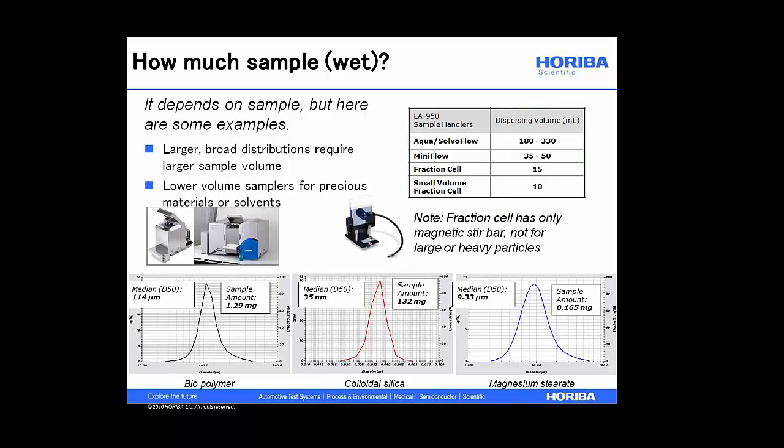How much sample do we need? Well, it depends on the sample. So I could use about 1 mg of a biopolymer if I'm using a fraction cell. As I move to larger sampling systems or to smaller particles, I will need more material. So colloidal silica wanted 132 milligrams, and that was not a fraction cell, I suspect. Mag stearate, 0.16 milligrams, and notice the particle size is about 10 microns, and that may have been the fraction cell. So really come ask our applications lab. It's going to be sample dependent. It can range from milligrams up to hundreds of milligrams.